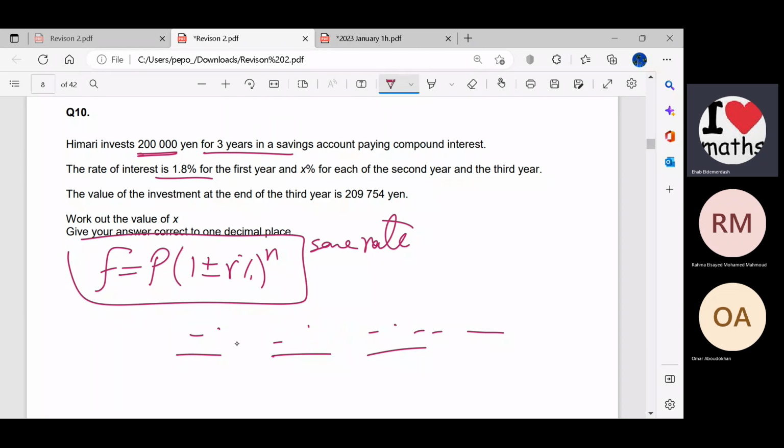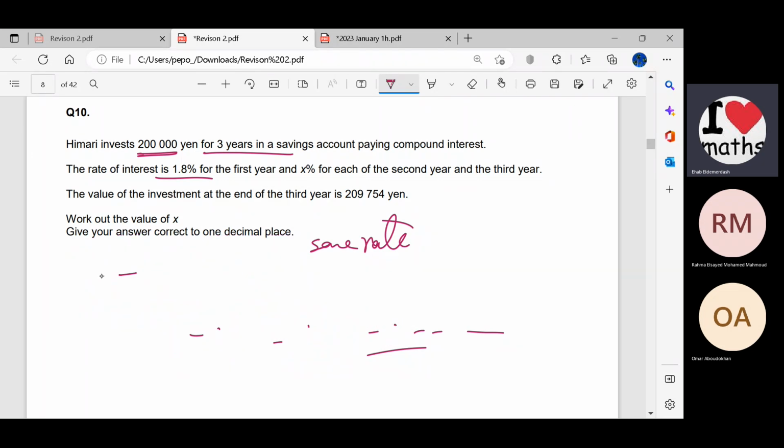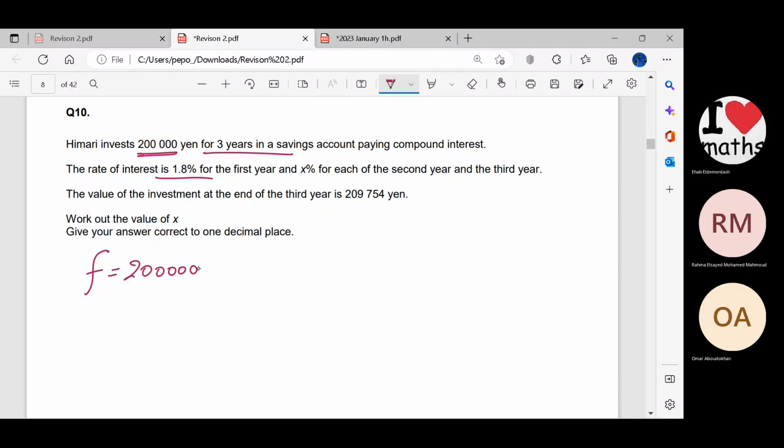Because it's a different rate, I just wrote for you the rule. Then we have to work back. It is a different rate. So what happened? The final amount is equal to the principal, which is 200,000, multiplied by the first rate, 1 plus 1.8 over 100. This is for only 1 year. And then the second rate, it was 1 plus x%.